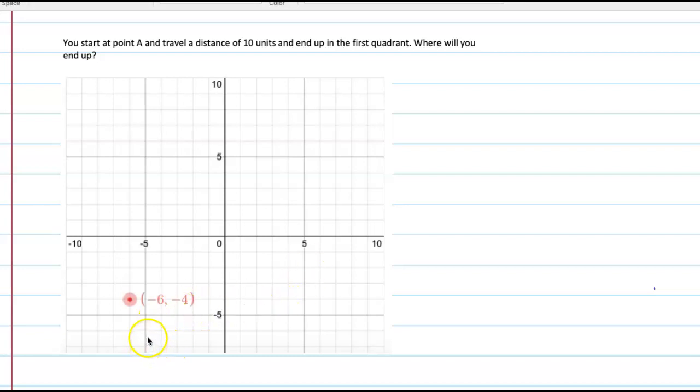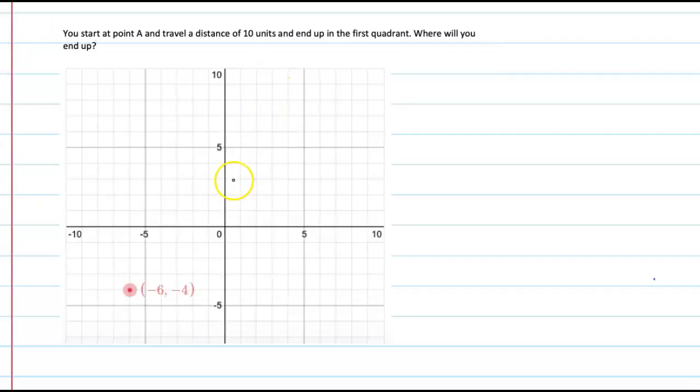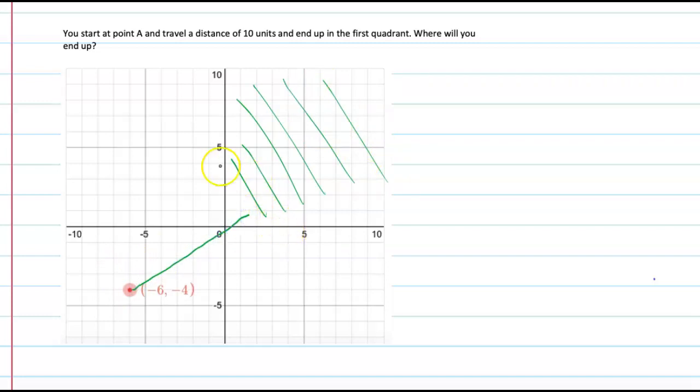You start at point A and travel a distance of 10 units and end up in the first quadrant. Where will you end up? So remember that this is the first quadrant up here. All of this section here is the first quadrant. So obviously we're going up somewhere into this area. Okay.